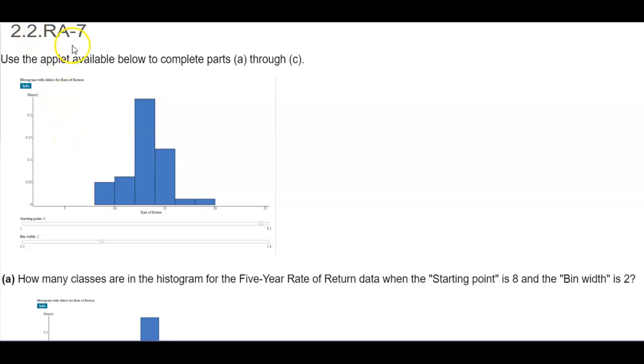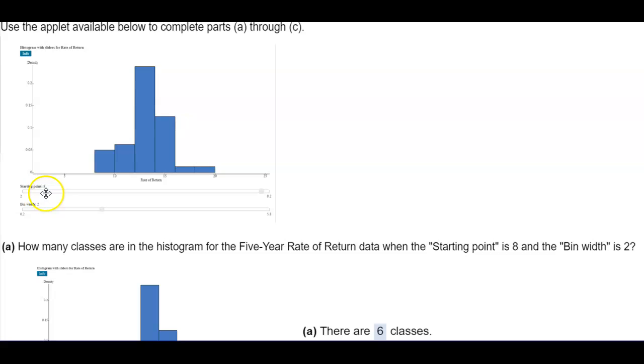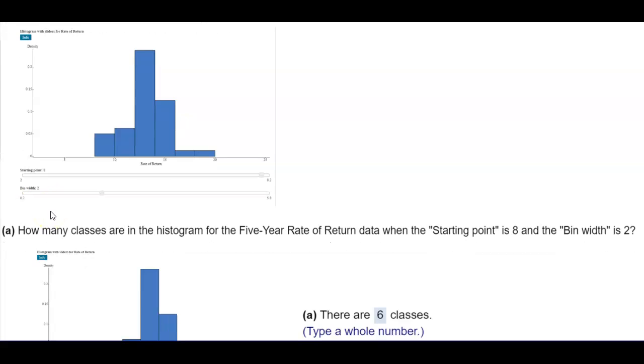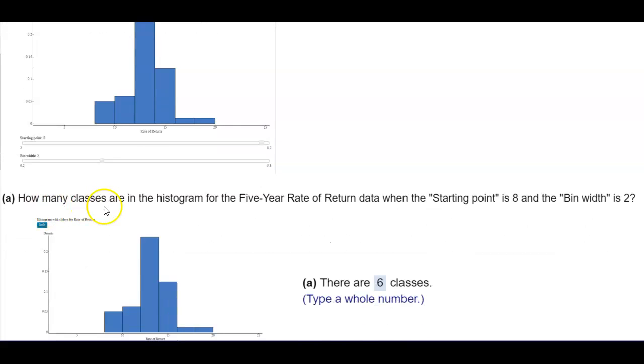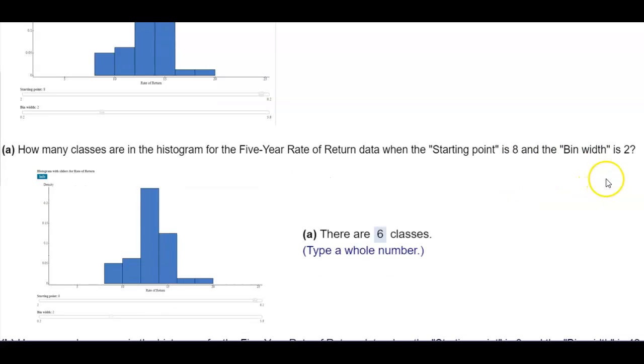Section 2.2.RA-7, we're going to use the applet available below to complete parts A through C. So in your question, you're given the histogram, and then you have your starting point and you have your bin width. Okay, so we want to say how many classes are in a histogram for the 5-year rate of return data when the starting point is 8 and the bin width is 2.